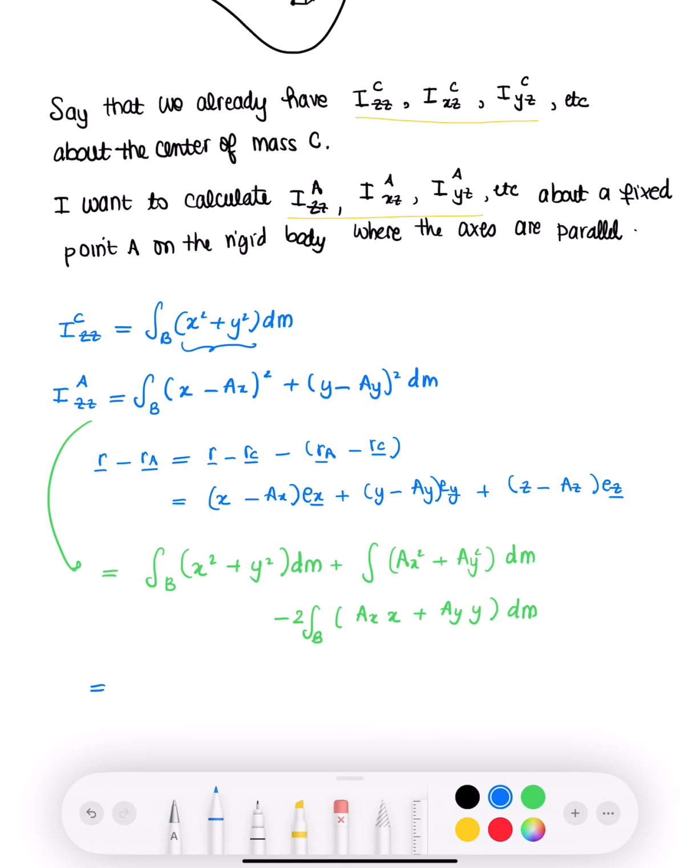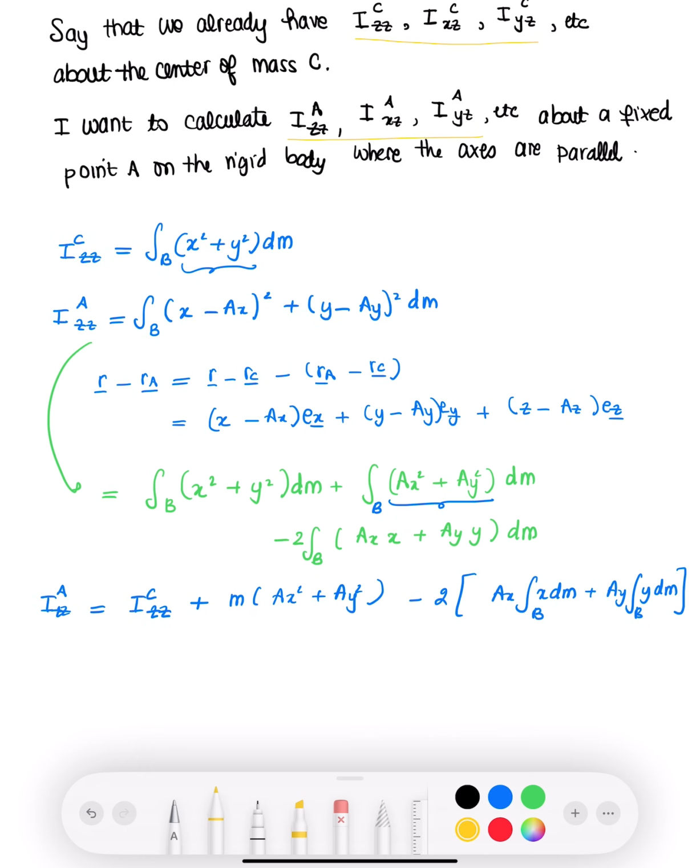Now this first integral is none other than ICZZ. The second one, I can take ax and ay outside. They do not depend on dm. So that's just equal to the total mass times ax squared plus ay squared. And then the last term, I'll divide it into two integrals actually. That's minus 2, and then ax times the integral of x dm over the body, plus ay times the integral of y dm over the body.